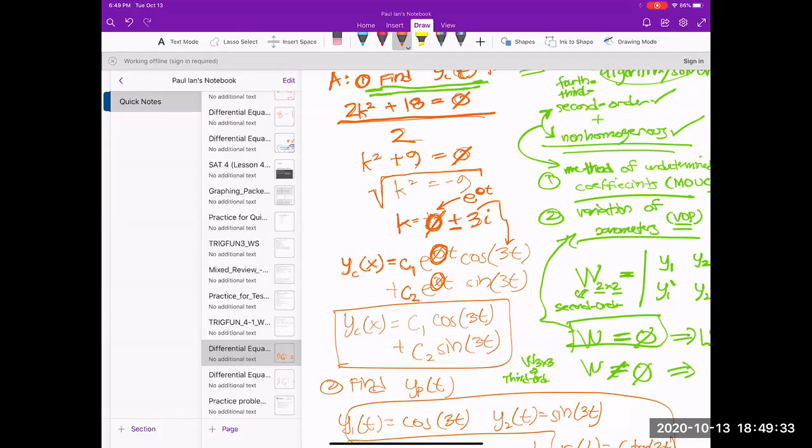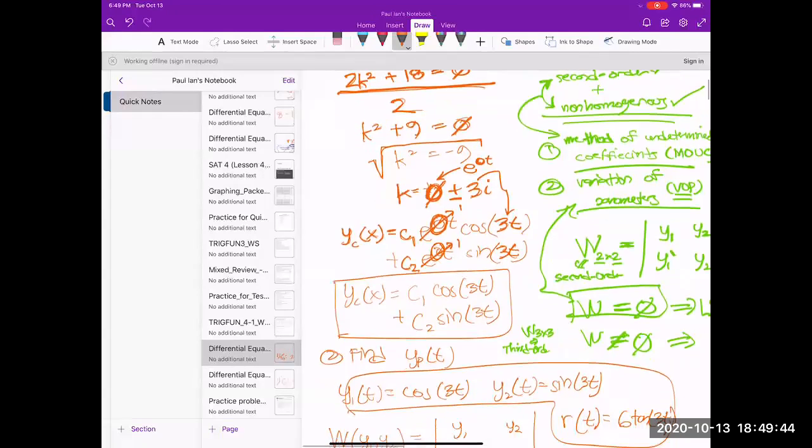And it's really easy when you have this 0 term. So this one goes to 1, sine 3t. So then this e to the 0 is 1. And then your complementary solution would be just this guy. So this is the easy part. Now it gets hard from here.